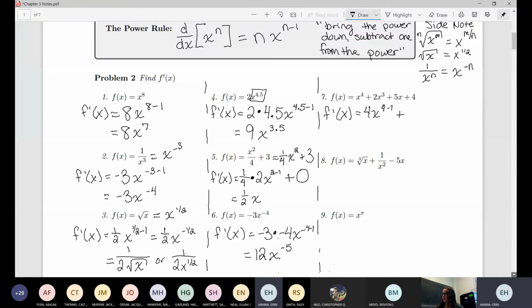So bring the power down, subtract 1 from the power, plus the derivative of 2x cubed. 2 comes along for the ride. Bring the power down, subtract 1 from the power, and I'm going to run out of space. Plus the derivative of 5x, which is just 5. Plus the derivative of 4, which is 0. So 4x cubed plus 6x squared plus 5.